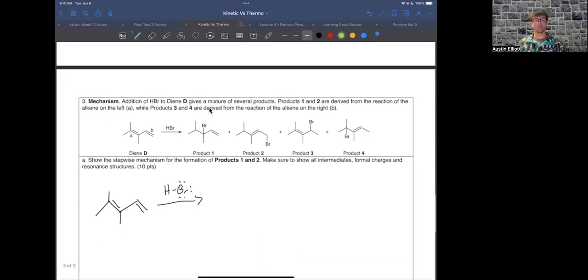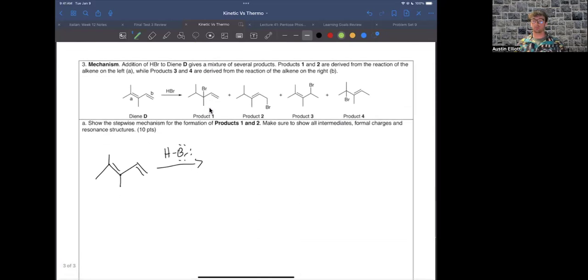So now we're going to move on to our mechanism for test three. This is a good chance of what it's going to look like on the exam. We're going to have the addition of HBr or HCl or something like that, and then we're going to have our diene like this. So this is a conjugated system, and a big thing for this is resonance.